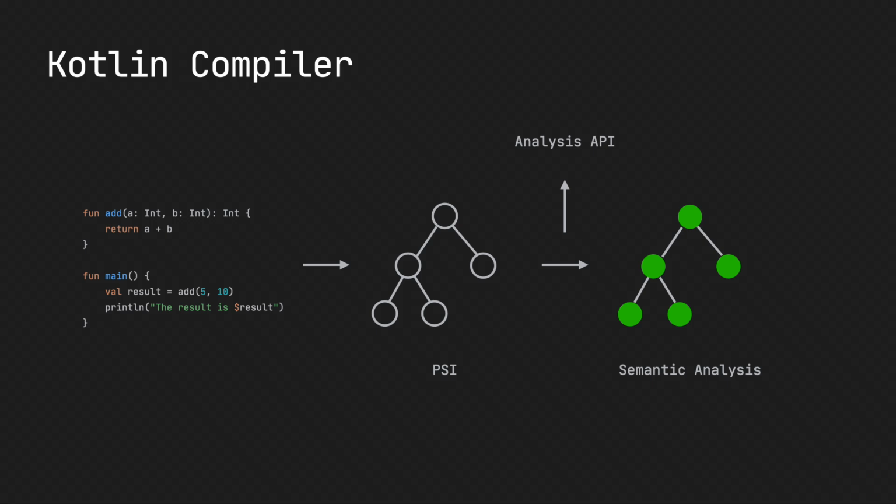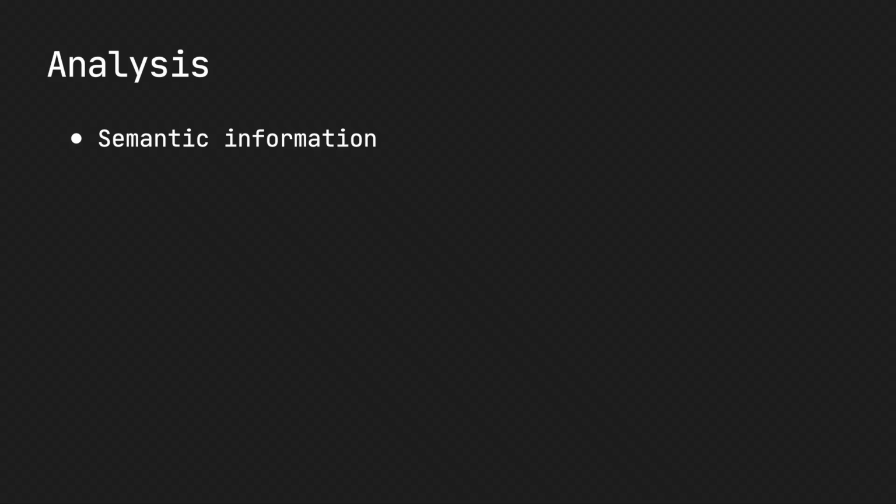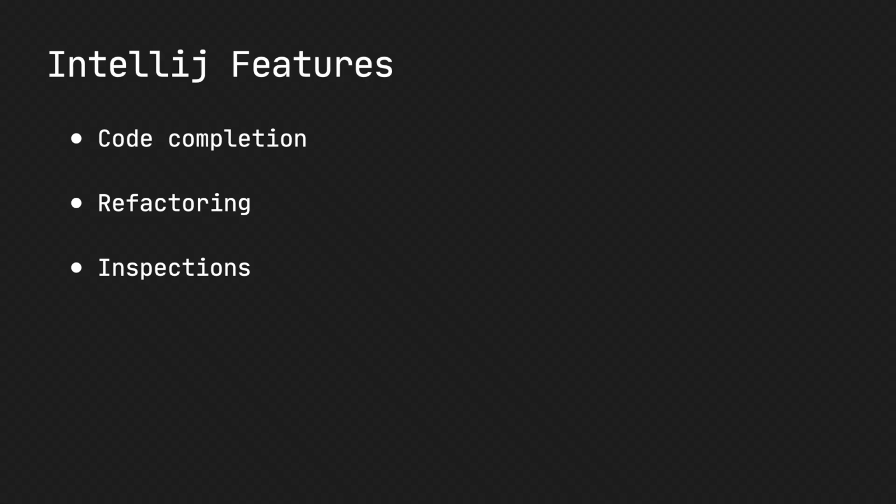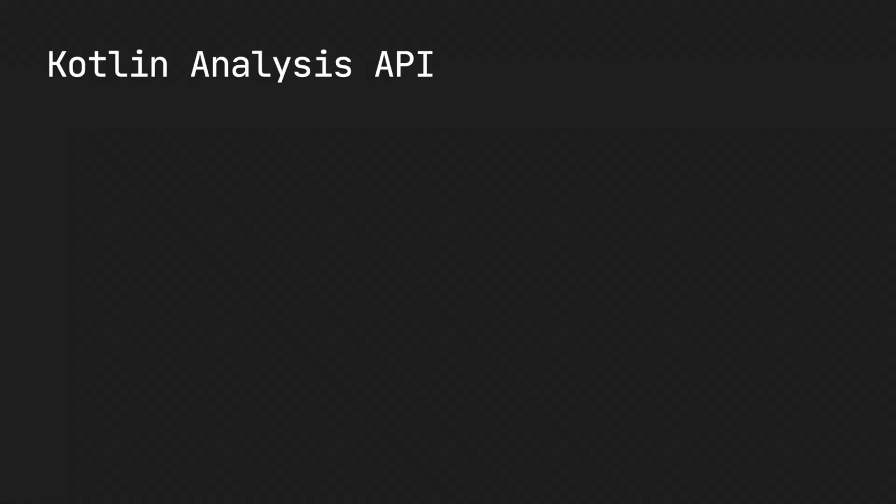So what information does analysis give us? The information that it gives us are things such as reference targets, expression types, scopes. The analysis API takes into account global scopes, local scopes. It also allows us to get errors with diagnostics and warnings. This analysis API in the K2 compiler is behind all of these IntelliJ features that you use every day: code completion, refactoring, and inspections.